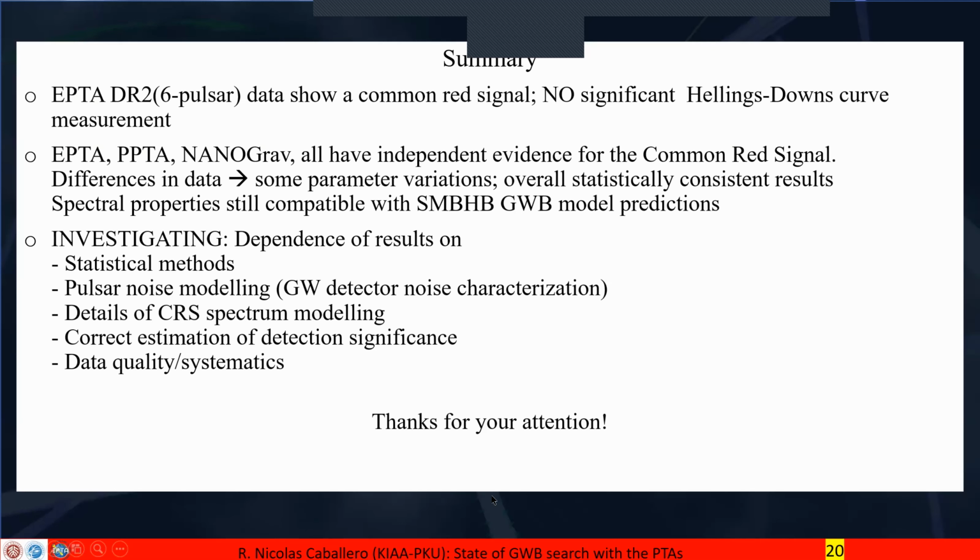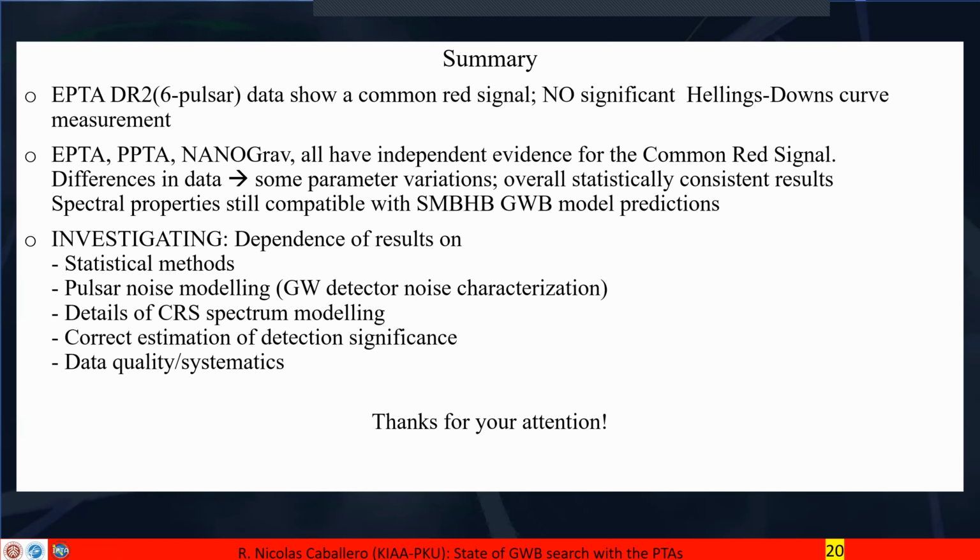Yes, hi. Thank you, Ricardo. Nice talk. I have a question, but I first want to confirm that I understood correctly. So you're saying that this common red noise that you see could be from individual uncorrelated classical timing noise in the millisecond pulsars that you used?